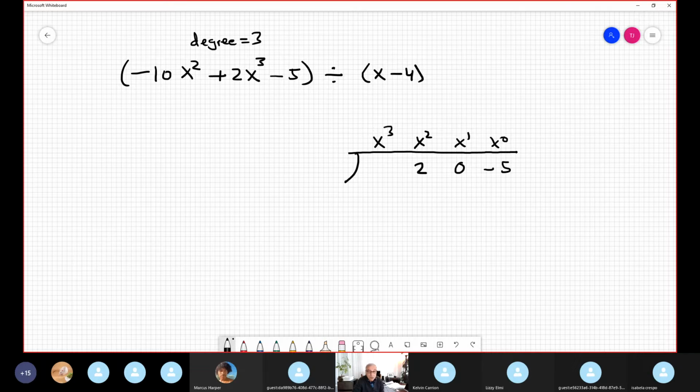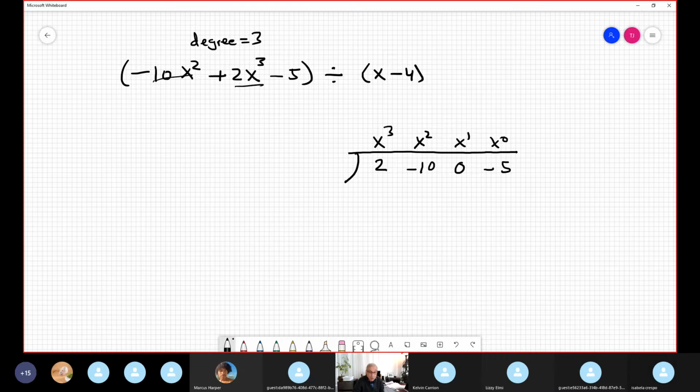X to the second is negative 10. Look, x to the second is negative 10. Wow, I confused myself. And this is 2. Okay? This is x to the 0, x to the 1 is missing, does not exist. X to the second is this number, and x to the third is this number.